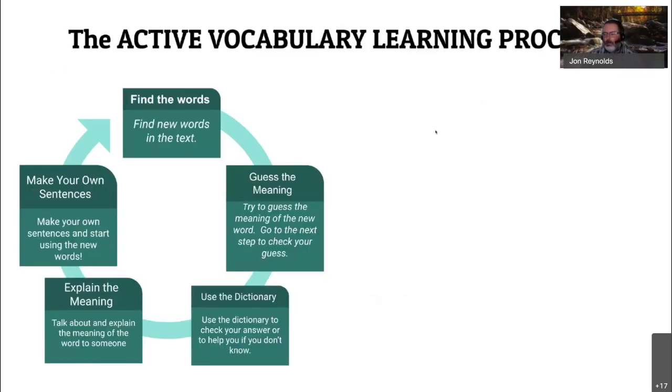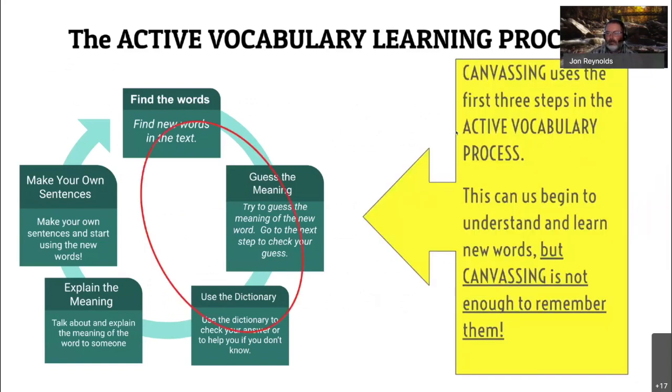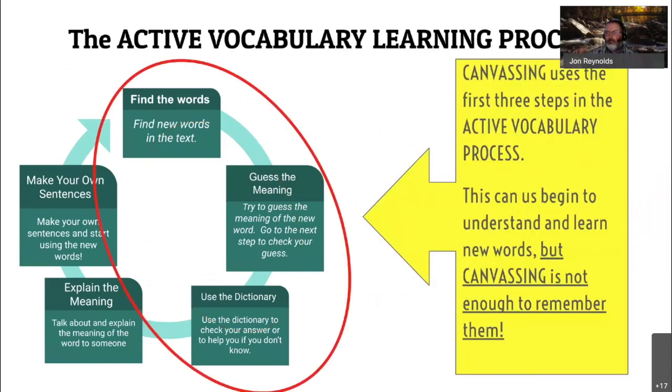So once again, what we are learning here today is that canvassing is basically using these first 3 steps of the active vocabulary learning process. We find the words. That's the first step. We guess the meaning. And if we can guess the meaning, use the dictionary to see if you're correct. Or if you don't know, then go to the dictionary. Now, the last thing I want to mention is canvassing is very important. But look what it says. I'm sorry, it's supposed to say this can help us begin. Sorry, I need to put that in there.